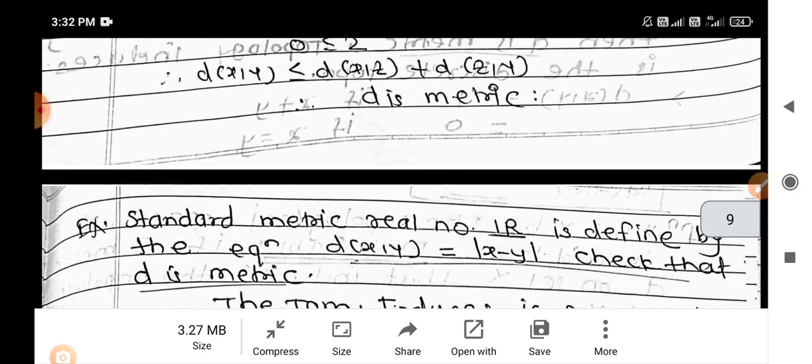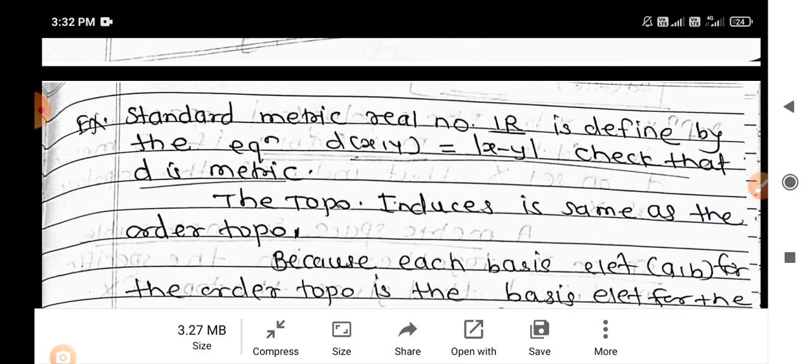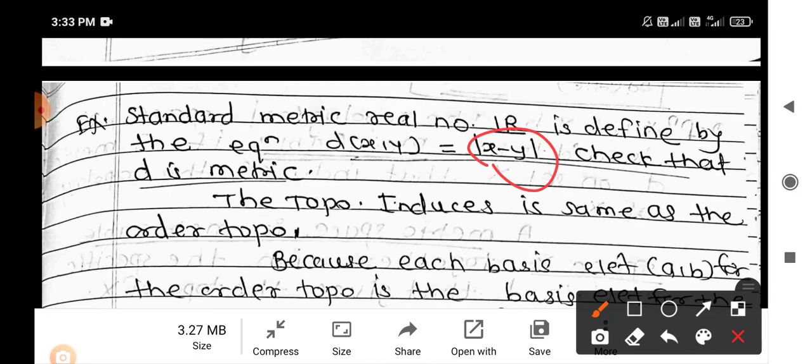Okay, so see the next example, that is the standard topology. Now the standard topology on the real numbers R is defined by D of x,y equal to the distance between x and y, that is the modulus of x minus y. Then trivially it is a metric, since it satisfies all three conditions. D of x,y is greater than or equal to 0 since the modulus is positive. D of x,y is 0 if and only if x equals y. So the first criterion holds. D of x,y equals mod of x minus y, which is the same as mod of y minus x since it is always positive, which is the same as D of y,x.